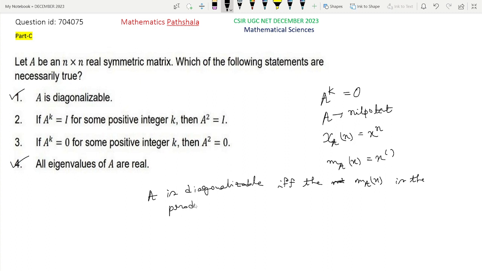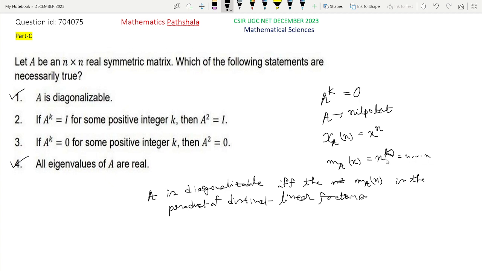of distinct linear factors. So if this m A of x equals x to the power something greater than 1, say k, then it is a product of x. So this is not the product of distinct linear factors. All the factors are the same.